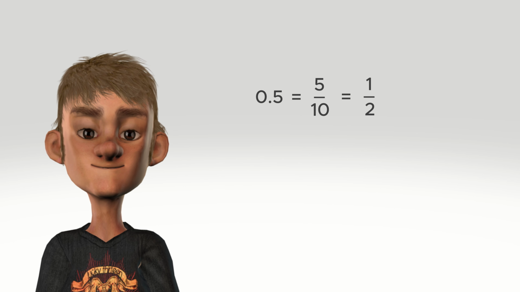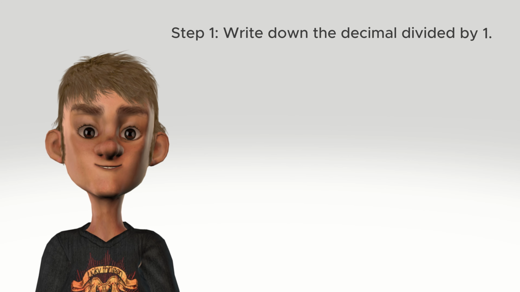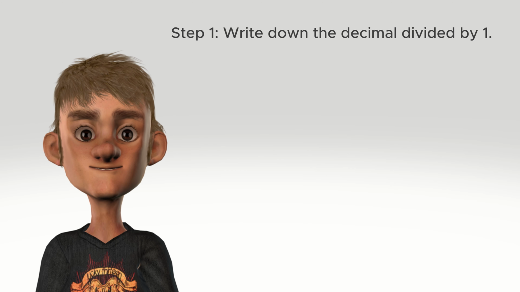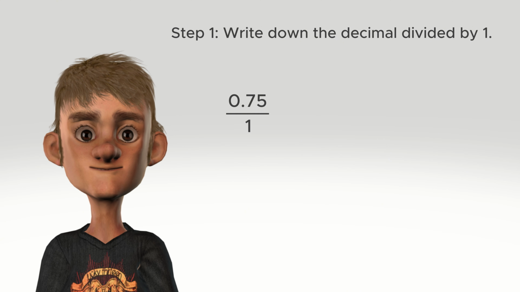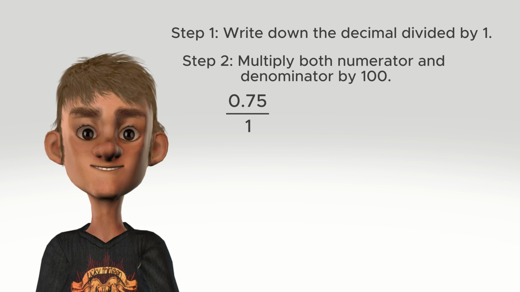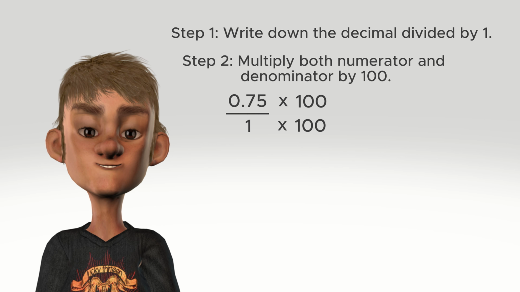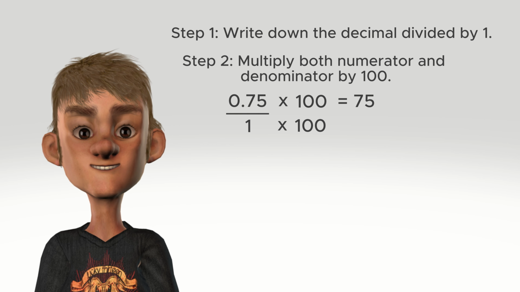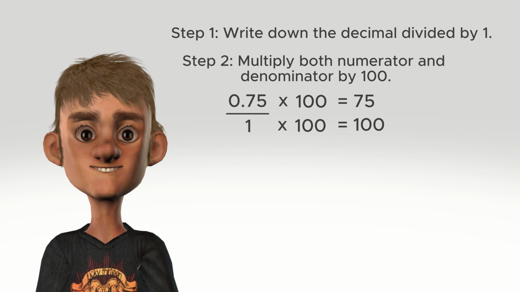Here's the easiest method you can use for any decimal. Step 1. Write down the decimal divided by 1. Example, 0.75 divided by 1. Step 2. Multiply both numerator and denominator by 100 to remove the decimal. 0.75 times 100 equals 75. 1 times 100 equals 100. So now you get 75 out of 100.